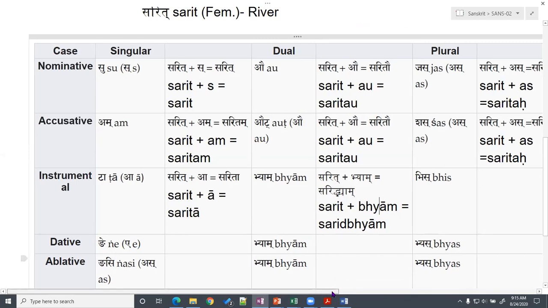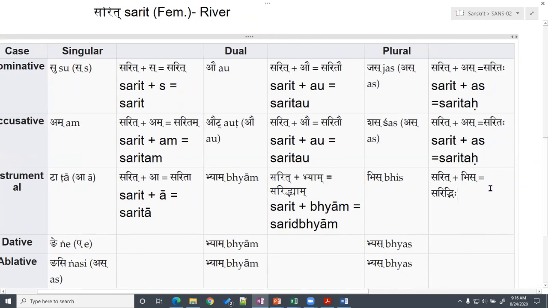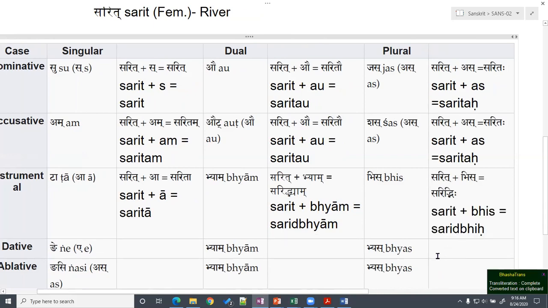Here, Sarit plus Bhis. So one, this sandhi change will take place. Second, sakara is in the end, so it will become visarga. So it becomes Saridbhihi.